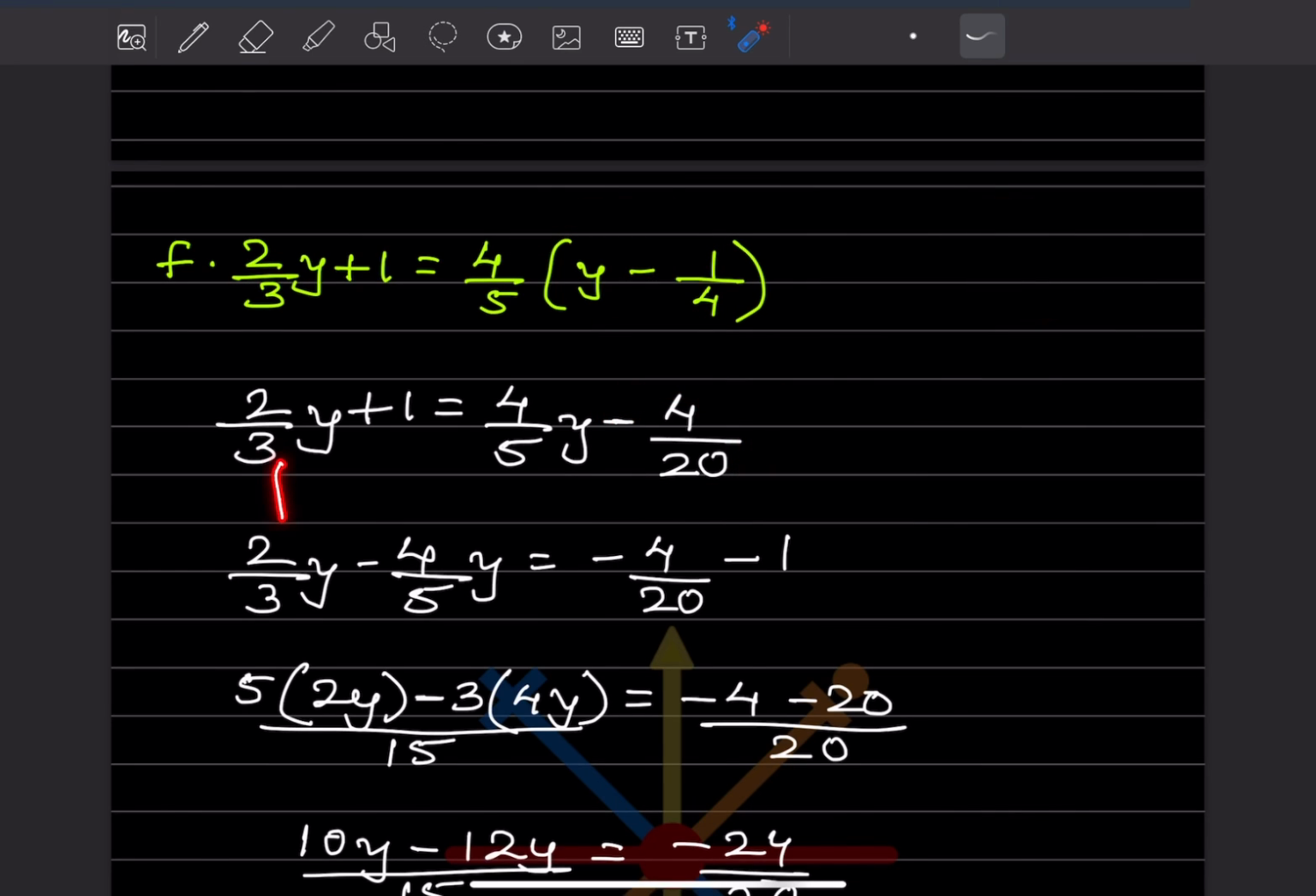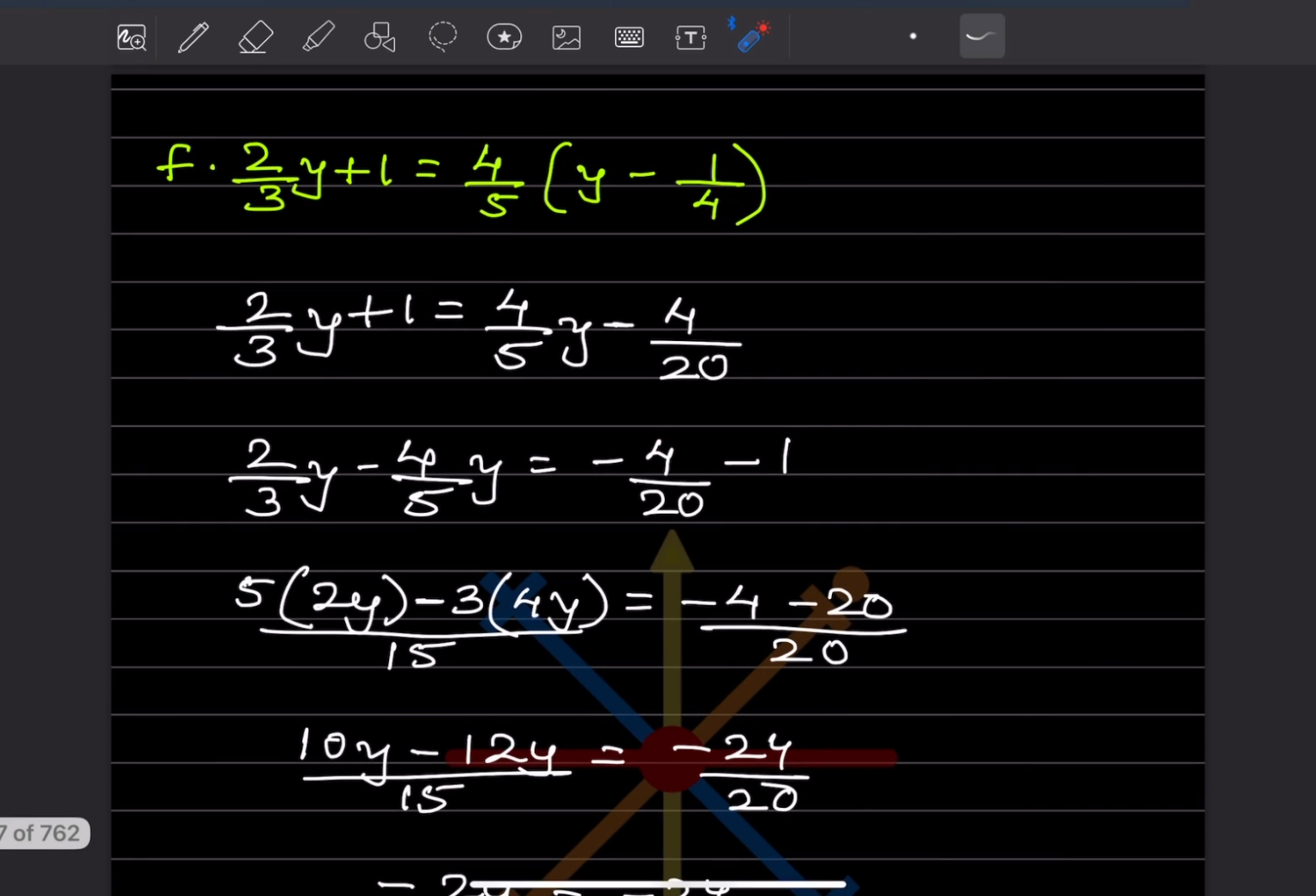Now we'll bring this one 2 by 3y, and this will be on the other side, that will be minus 4 by 5y. This is the same, plus 1 will become minus 1. So now you will see the denominators are different, so we'll take the LCM. So LCM is going to be 15, so this should be multiplied by 5. So here 5 into 2y, and this will be multiplied by 3. So 3 into 4y divided by 15.